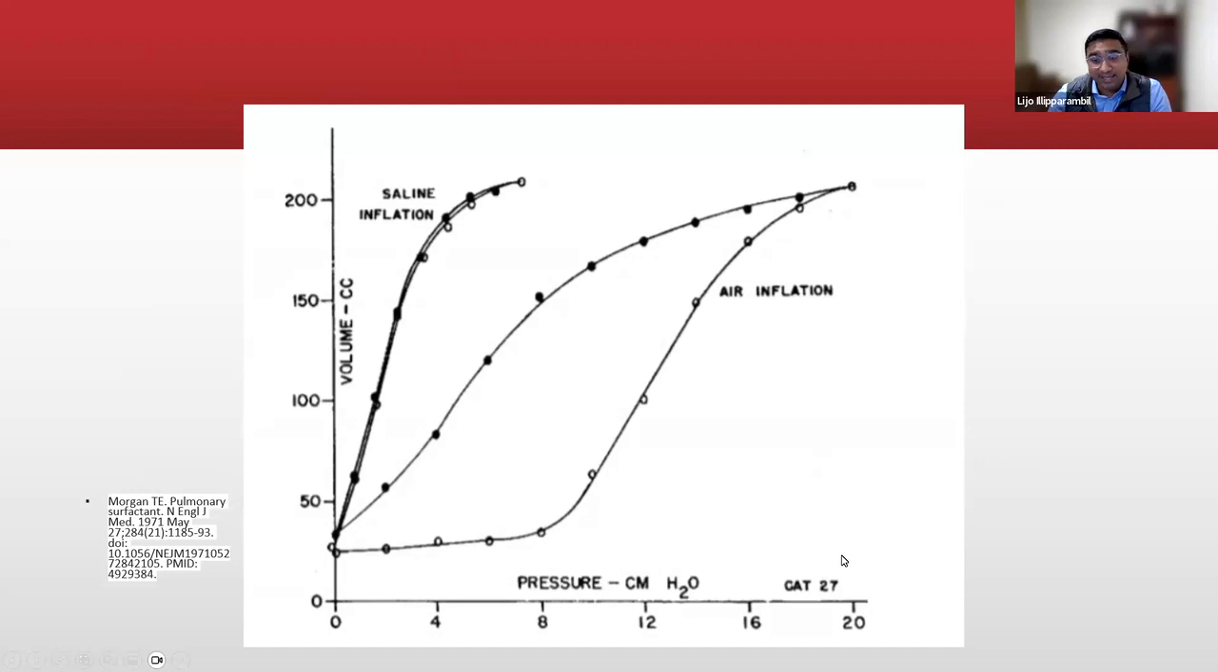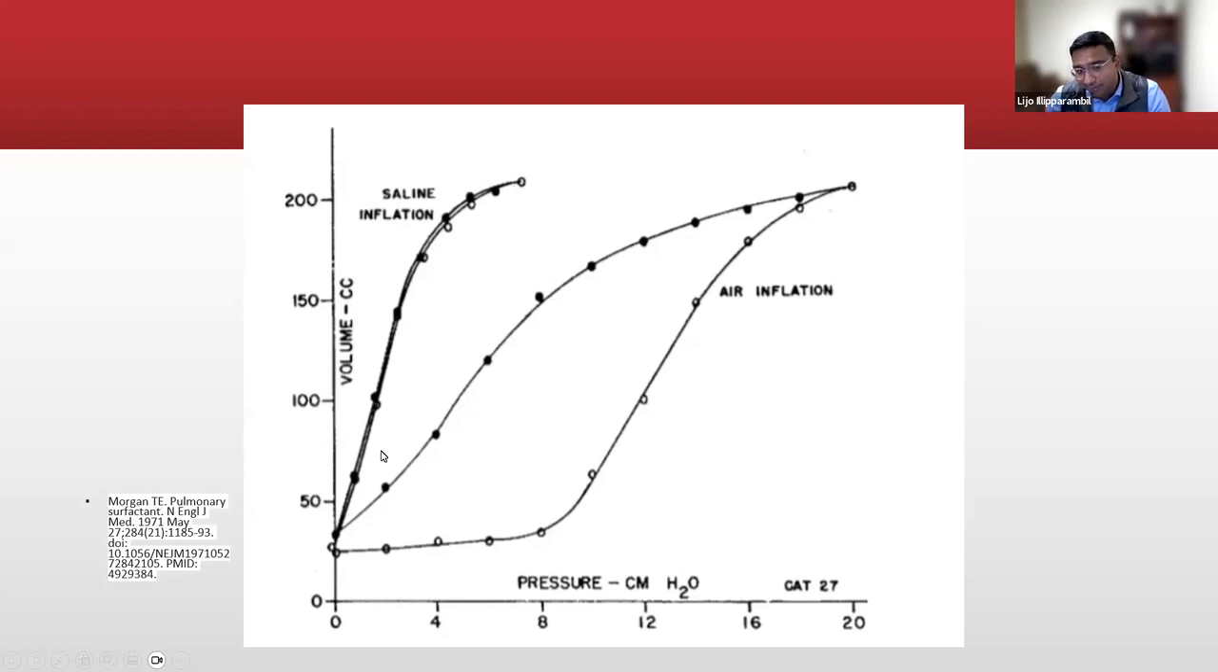And what they did is they took a cat lung and they inflated it with air, right? And they noticed that hysteresis, right? And you can see it here, right? So here's your inspiratory loop and here's your expiratory loop. But then they actually inflated it with saline and they noticed that that loop, that difference, that hysteresis disappeared.